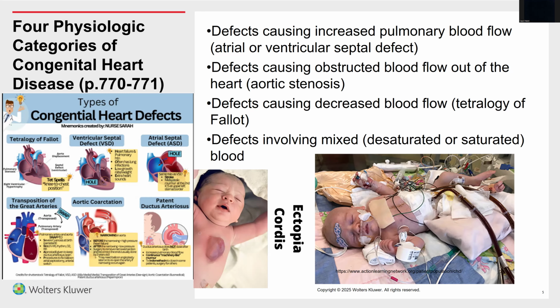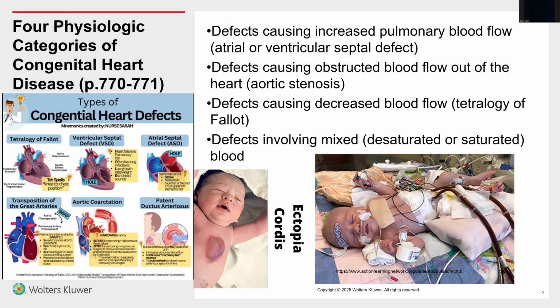Now, how are these managed? Well, typically it is done with medications, surgeries. Sometimes it requires multiple surgeries, making these babies have to wait to where they may go into heart failure before they even get all the surgeries completed.